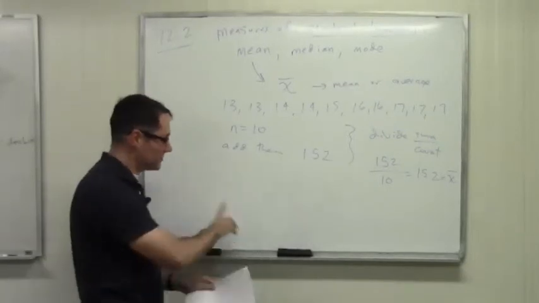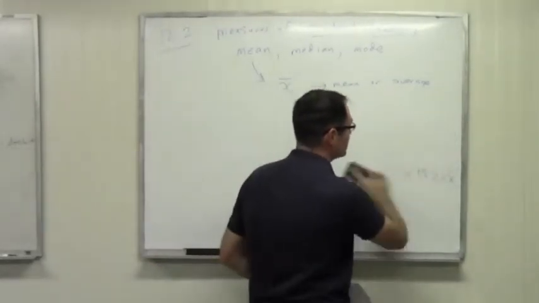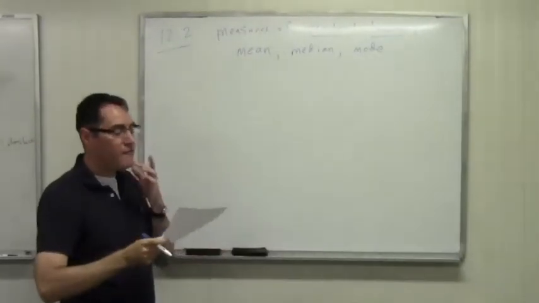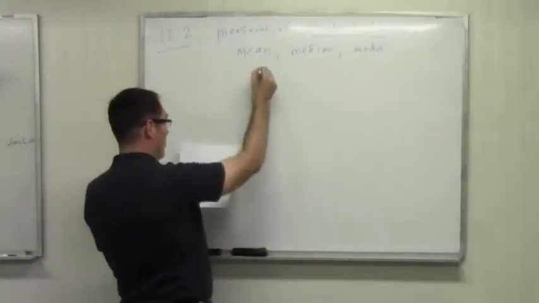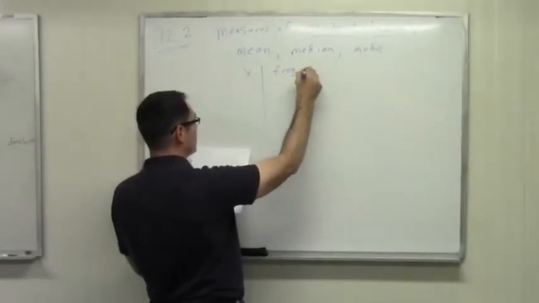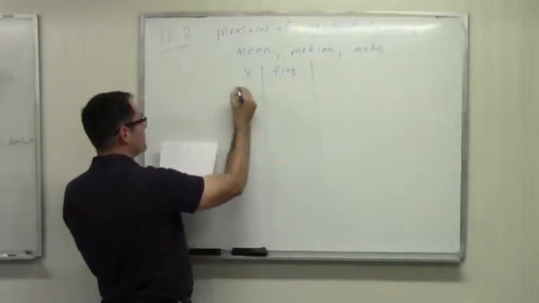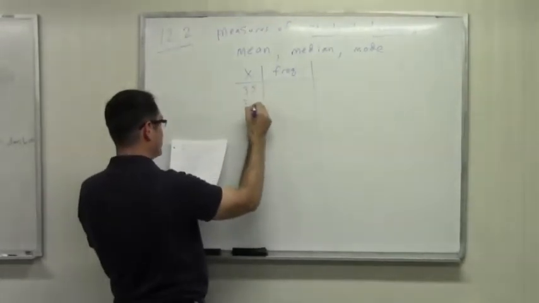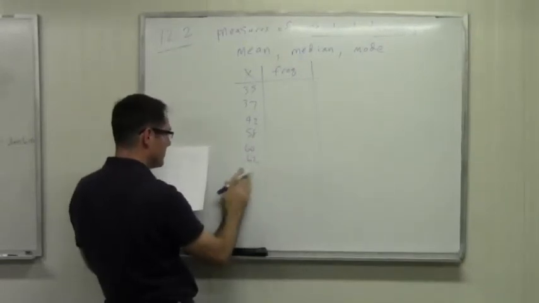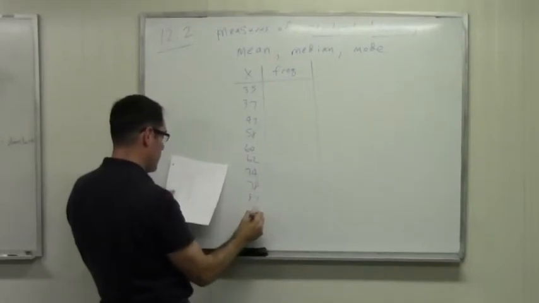Here's one that you'll see kind of frequently, no pun intended, if you're trying to find averages. You might see a frequency distribution like what we did before, and you have to figure out the average. Okay, so let's say you have the following frequency distribution. Let's say that we had 35, 37, 42, 58, 60, 62, 74. You don't have to write all these down. 78, 82, 84, and 95.